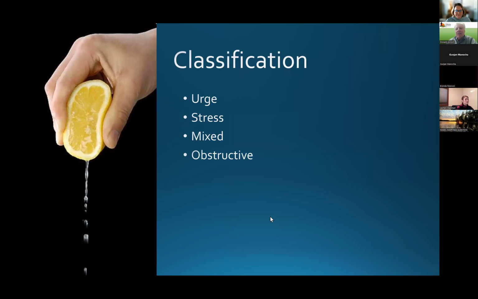In terms of classification, there are basically three types, but there's a fourth, which we call mixed. And so the urge, stress, and obstructive incontinence. We want to talk about the differences and how they're represented, and certainly about the mixed version, which is basically a mixture of urge and stress incontinence.